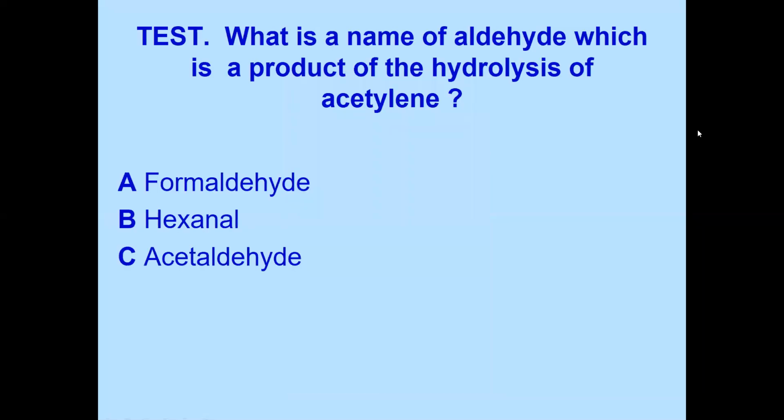Test. What is the name of the aldehyde which is a product of the hydrolysis of acetylene? The correct answer is C, acetaldehyde.